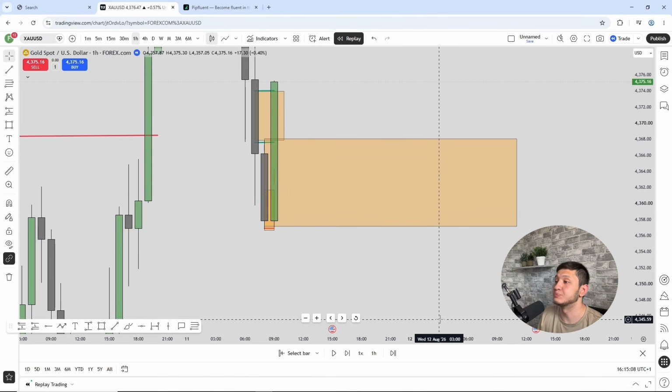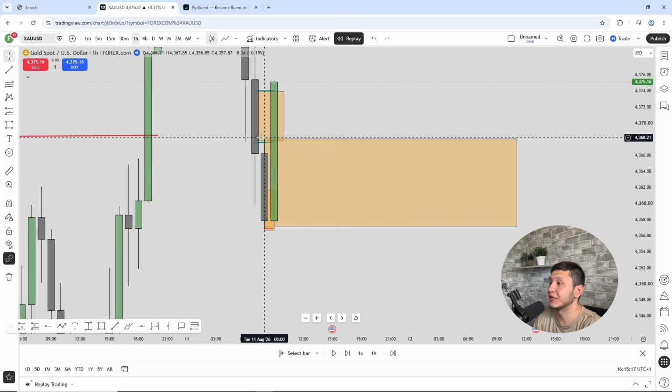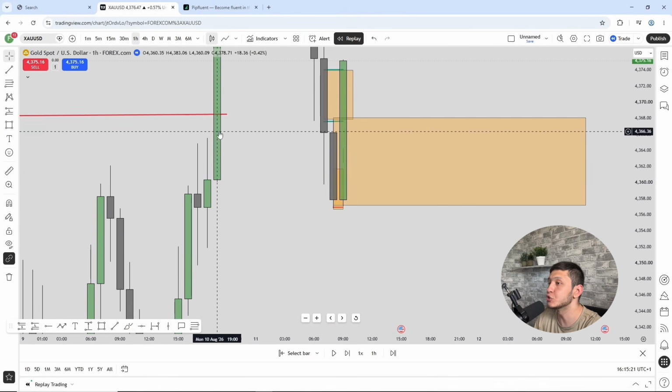Where you must be really careful from this point of interest. Why? Because price will pull back to that bullish engulfing as well. And this bullish engulfing is very strong. Why? Because this is single candle bullish engulfing. This one is two candle bullish engulfing.